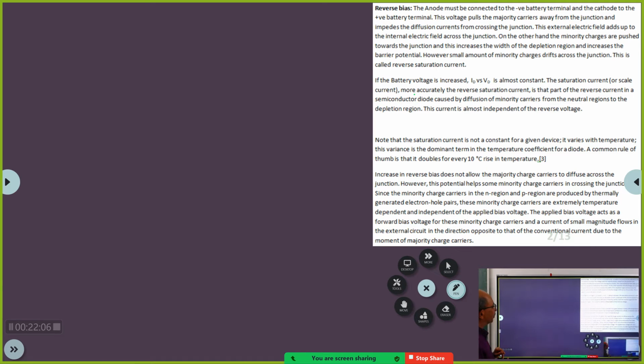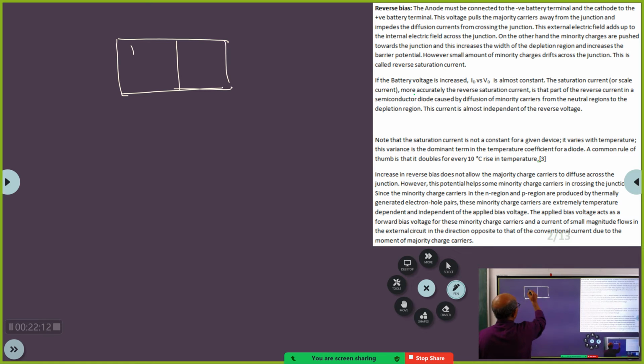Now coming to the reverse bias. So what is reverse biasing? Well, reverse biasing, as you know, this is P and this is N, and this will become more positive than this. Right? Now, as a consequence, what happens? There is a depletion layer here. The holes here are majority carriers. They are pulled this side, and here the electrons are majority carriers. They will be pulled away from the junction. Correct?